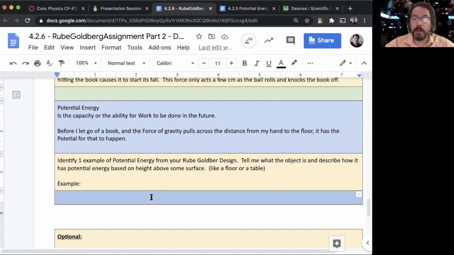And then I also want you to tell me where is potential energy happening in your project. Because in general, most Rube Goldbergs have some form of potential energy at work in the machine. However, if it's rolling across a table, it's not using potential energy, but there is potential energy available.